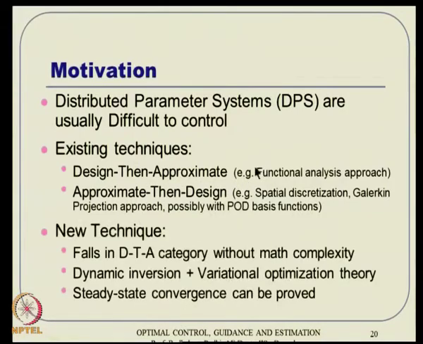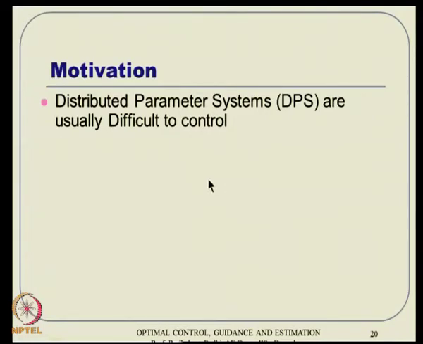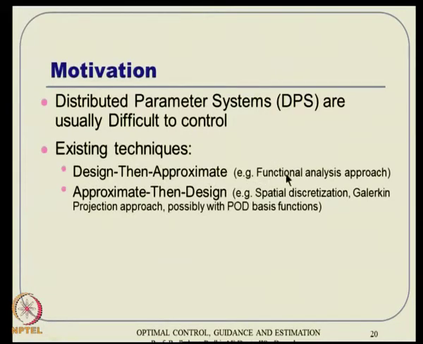And then this is the relatively new technique, compared to what you see here. This is what is available. Design then approximate uses a functional analysis approach. This is typically what mathematics people will want to see. And then approximate then design is typically spatial discretization, that's what we just talked about through an example problem. Then there are other ideas like the Galerkin projection approach through modal analysis and all that. And this modal analysis can be extended possibly through POD basis functions, which we are going to talk about in the next class. Proper orthogonal decomposition, where there is the idea of model reduction. So if you bring that in, then this is approximate then design.